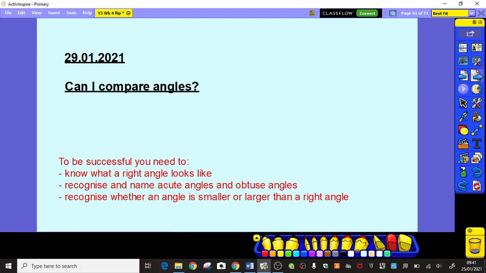Well done, brilliant. Okay, so this week we've been looking at turns and we've been learning all about right angles. But today we're going to be looking at comparing angles. So we need to be able to know what a right angle looks like. You're going to need to be able to name acute angles and obtuse angles. That's what we're going to be learning in a moment. And you're going to be having to recognise whether an angle is smaller or larger than a right angle.